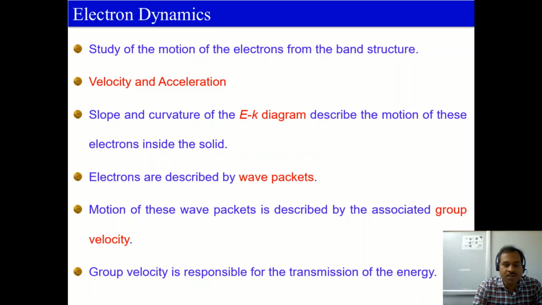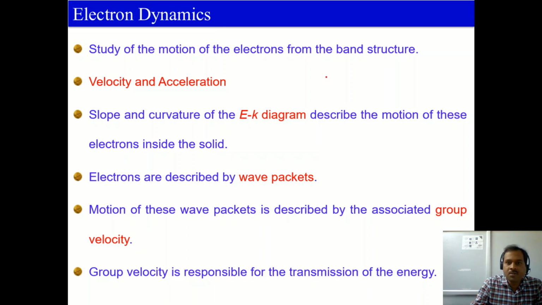Now in today's lecture, let us try to interpret this band diagram, the electronic band diagram, and what information we can derive from the band diagram. That is what we are going to see, and we are mostly going to focus on the dynamics of the electron, what kind of picture we can get regarding the motion of the electron wave packet inside the solid from the band diagram that we are going to discuss.